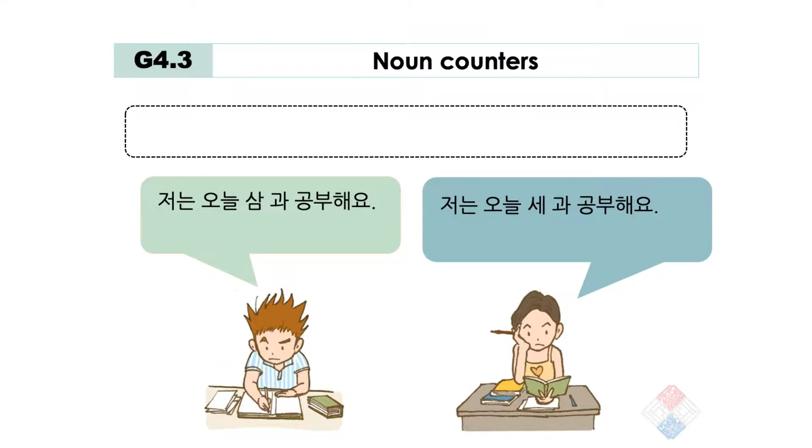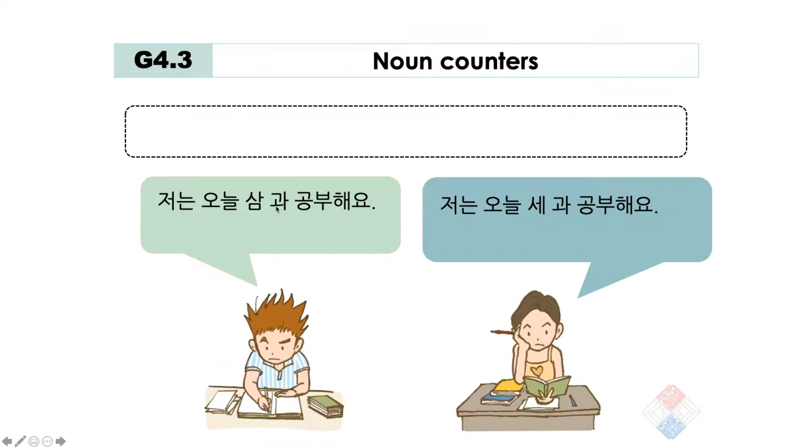Okay, just to let you know, well, there are some special cases. 저는 오늘 3과 공부해요. 저는 오늘 세 과 공부해요. Both are perfect Korean, grammatically perfect, very accurate, but they are actually different in terms of meaning. Just notice that there's one difference. Hopefully you notice that. 삼 and 세.